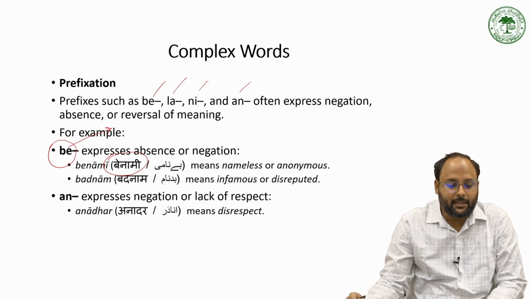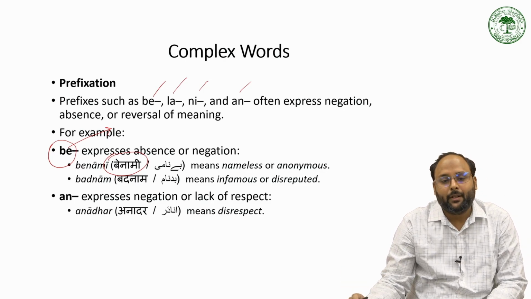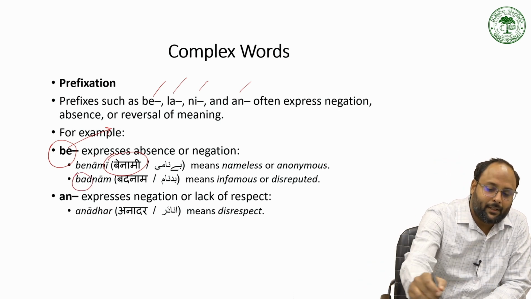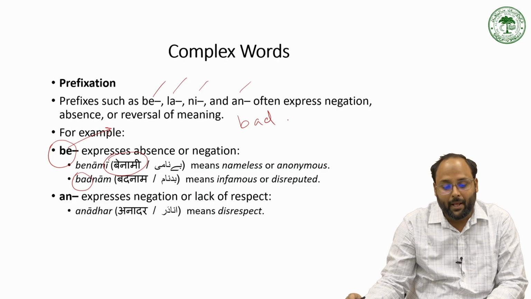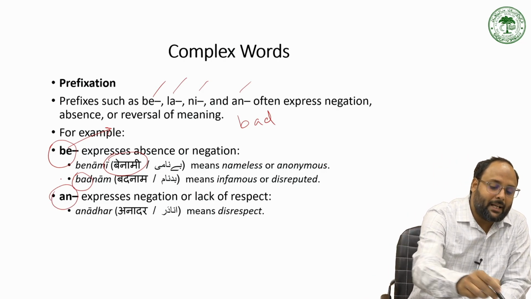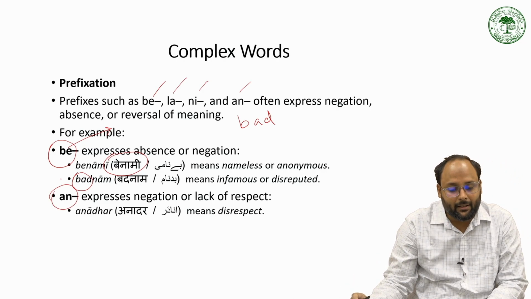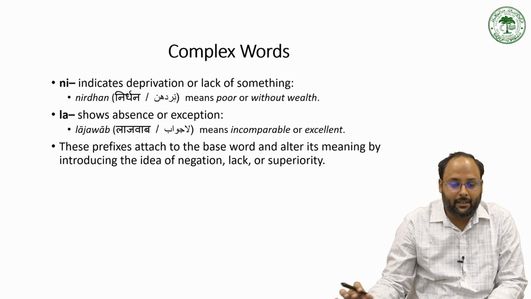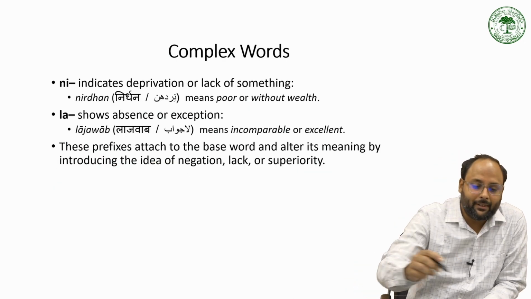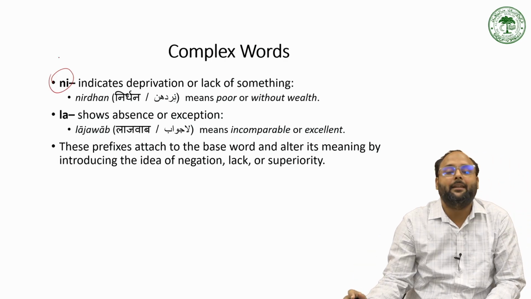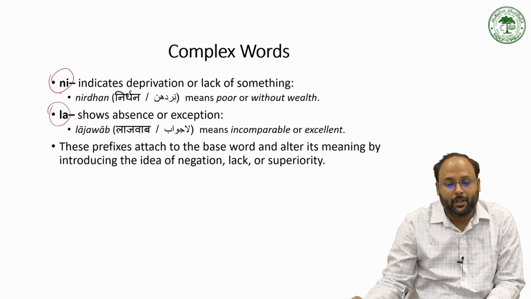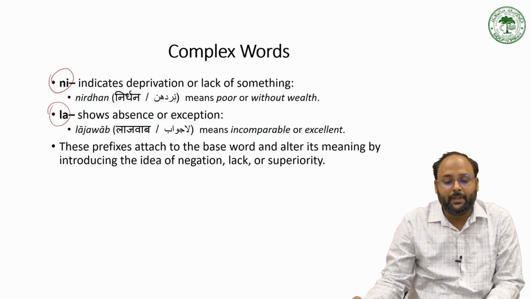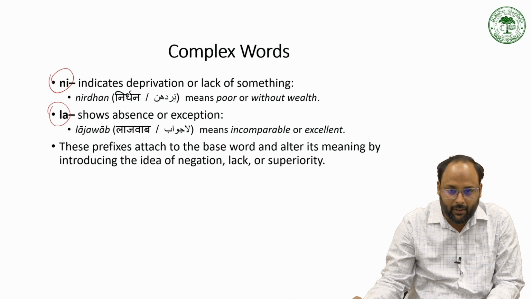Another example of a prefix is bad. With bad we can create badnam. We also have another prefix like an, as in anadhar. Another example of prefixation in Urdu Hindi is ni, like nirdhan, and la, like lajawab. These are examples of prefixation, and through prefixation we can create lots of complex words.